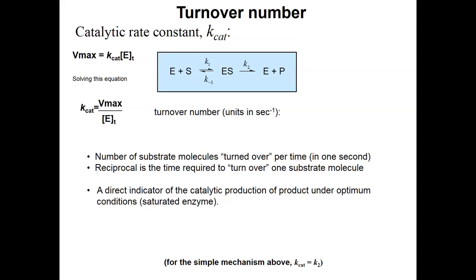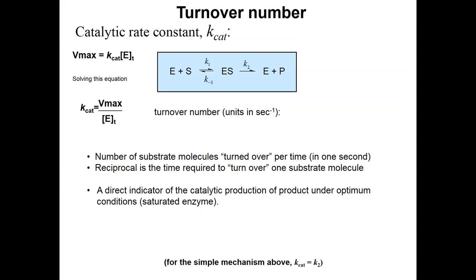Most books put it this way, K2, but some books put it as K3. And no matter what, it's always the one that converts ES to EP. Is that clear? All right. Because I know sometimes you like to read different books, in case you see that, so you don't get lost. It's always this case. It's called Kcat, the turnover number, and so forth.